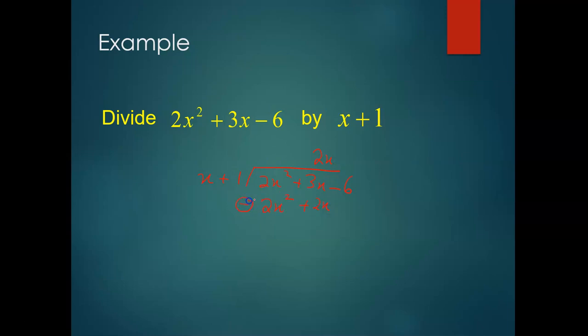Then you do the subtraction process. 2x squared minus 2x squared, you get 0. 3x minus 2x, you get x. Then you put minus 6 down here, x minus 6. Then how do we remove this x? You have x here, so here must be multiplied with 1. So 1 times x, you get x. 1 times 1, you will get plus 1. And then you subtract, so you will end up with negative 7. So negative 7 is your remainder R(x).